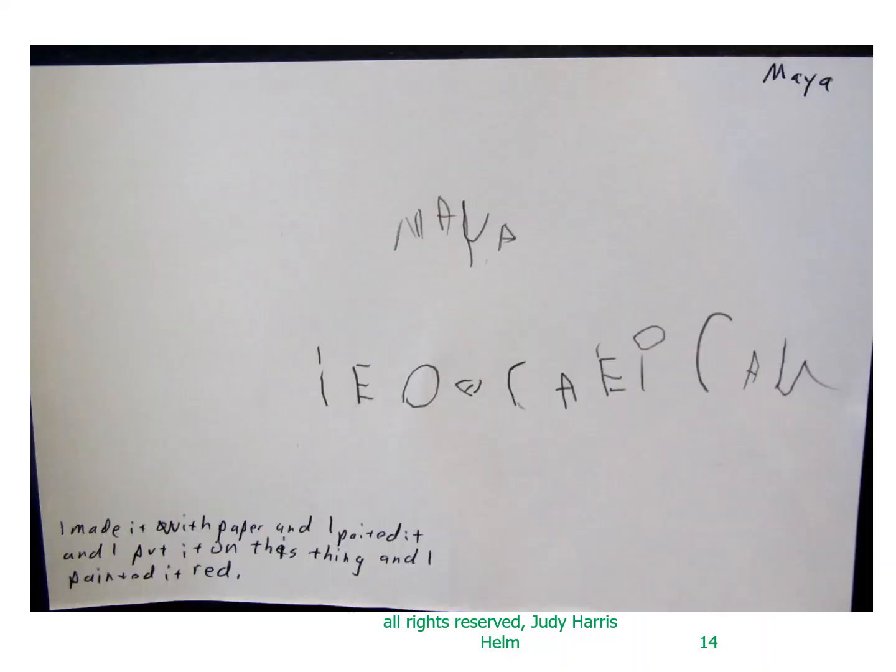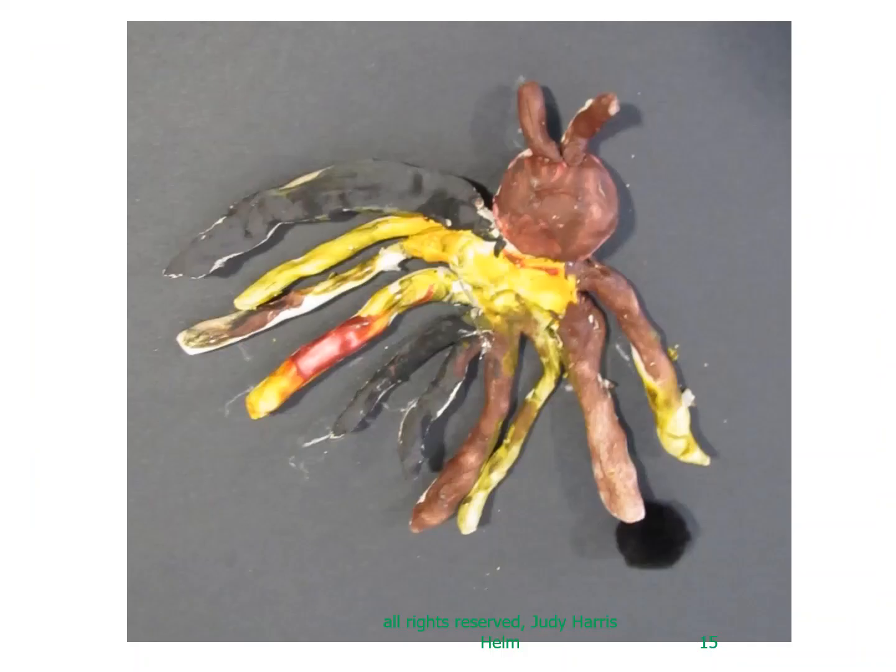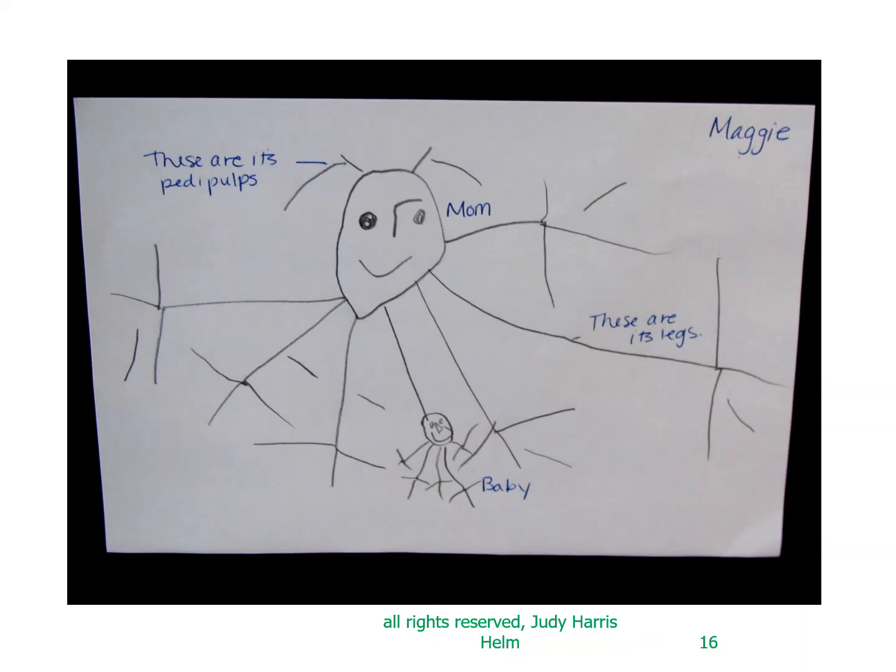In this particular document, you can see how the children talk about what they made. Maya says, I made it with paper and I paired it and I put it on this thing and I painted it red. And so here is the clay model of a spider that one of the children made. These are its pedipalps. So this is how the child drew what they did of their clay, Maggie's clay model.